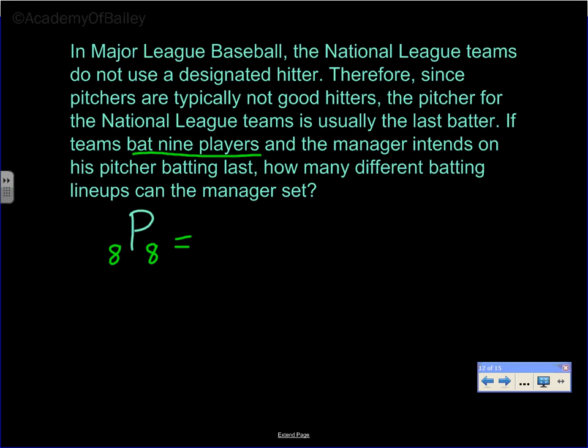And so we work this out: on top, n factorial, on bottom, n minus r factorial, which is going to be 0 factorial, and 0 factorial is 1. And so on top, we have 8 factorial.